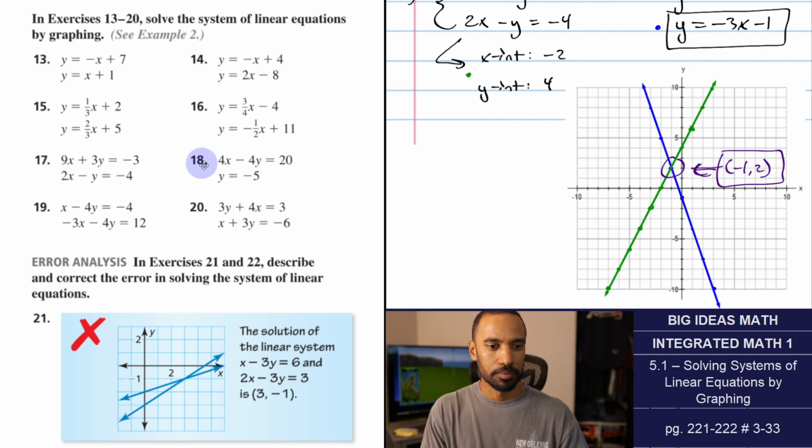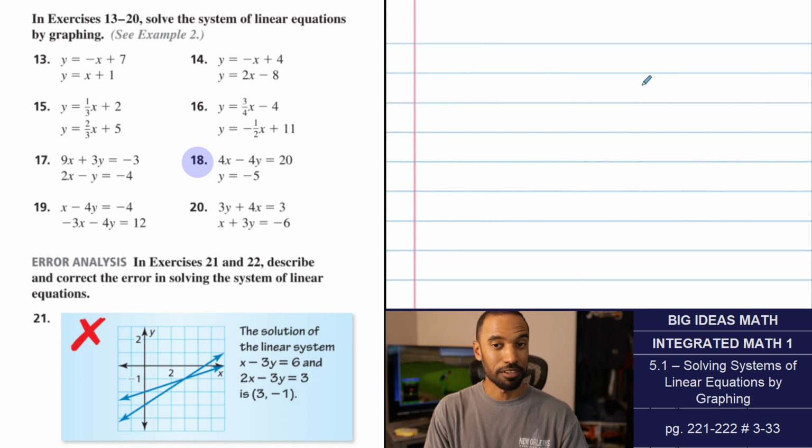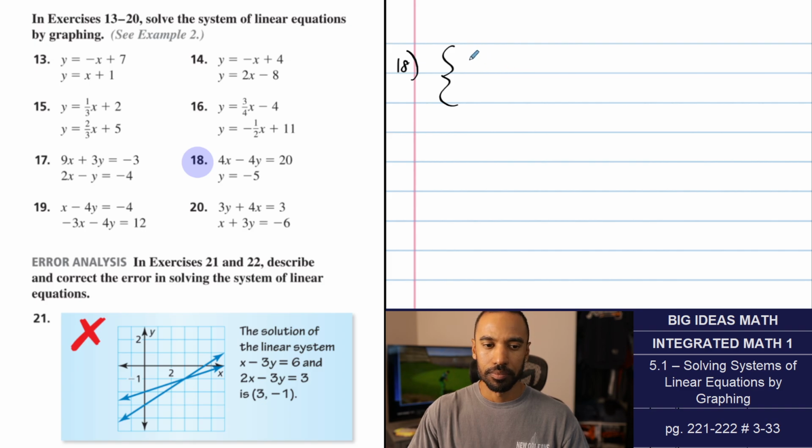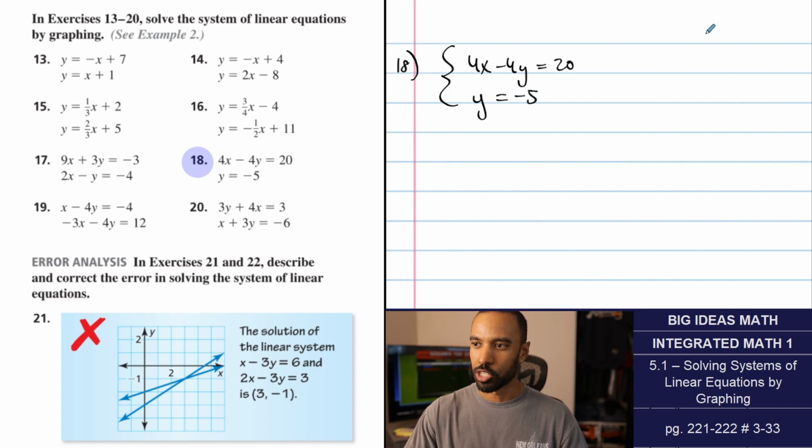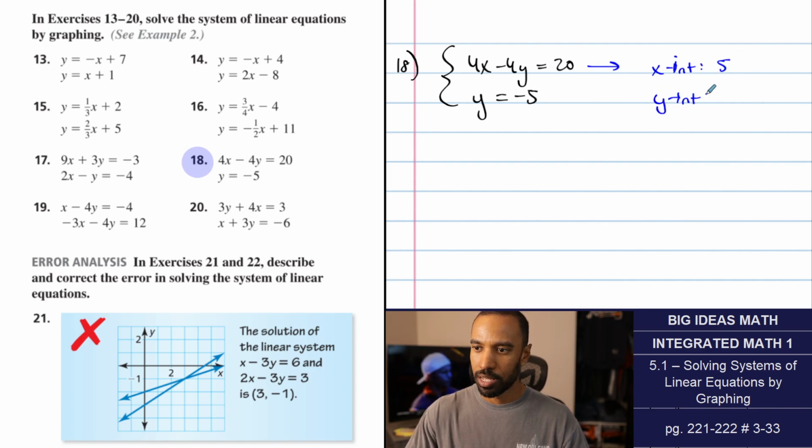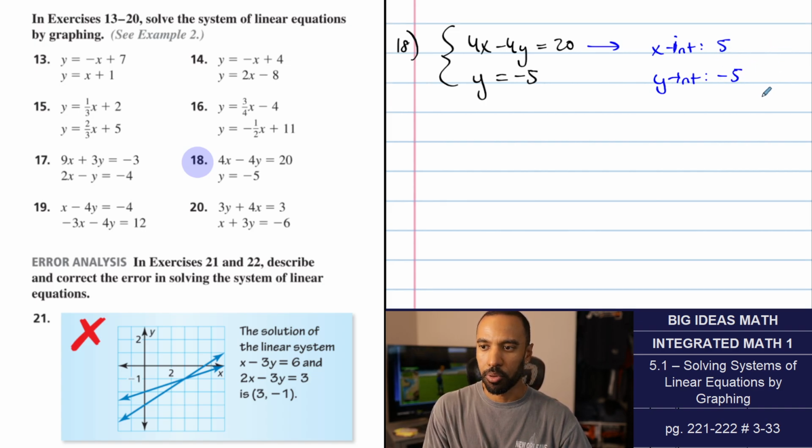Number 18. Okay, number 18's bottom equation is interestingly different. Do you remember how those ones work? But the top equation, this time when I rewrite stuff like this one, I'll rewrite it in blue already, so we know that we're talking about this one here. My x-intercept, I divide by 4 from both sides when setting y equal to 0, and I get 5. My y-intercept, I set x equals 0 divided by negative 4, and I get negative 5. So those are the points I'm going to plot on that one.